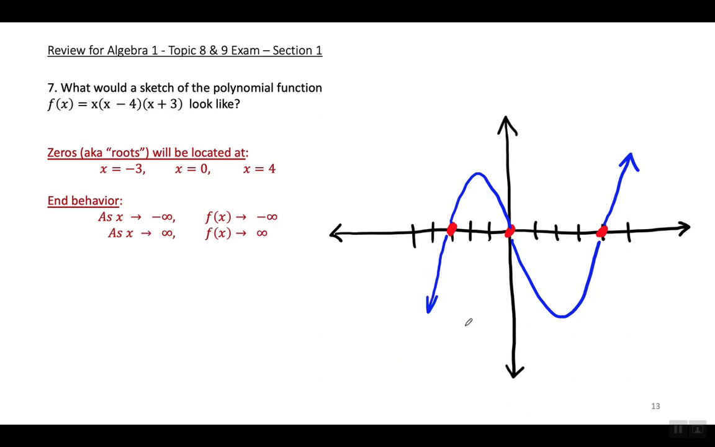And on the other side, as x approaches positive infinity, as x is getting more and more positive, 4, 5, 6, 7, 8, 9, 10, a million, 2 million, whatever, f of x, which is the y, is also approaching positive infinity. It's also growing bigger and bigger in a positive direction. That's what that means. You got to understand how to read that.